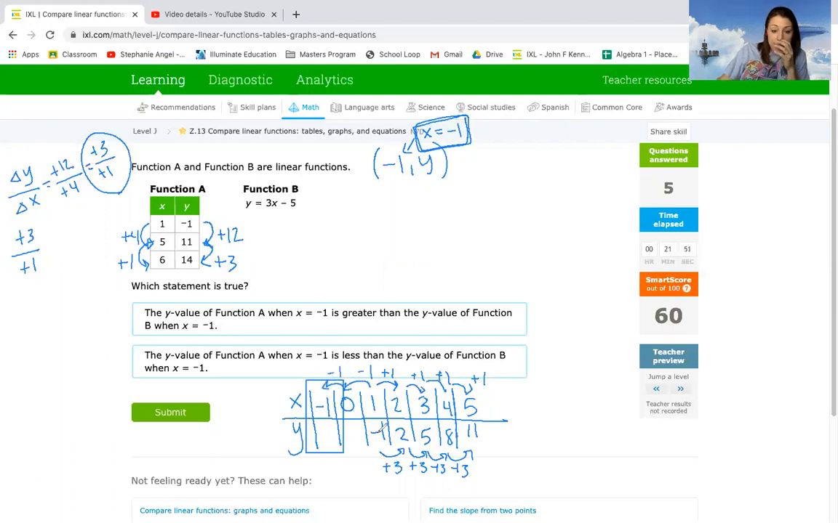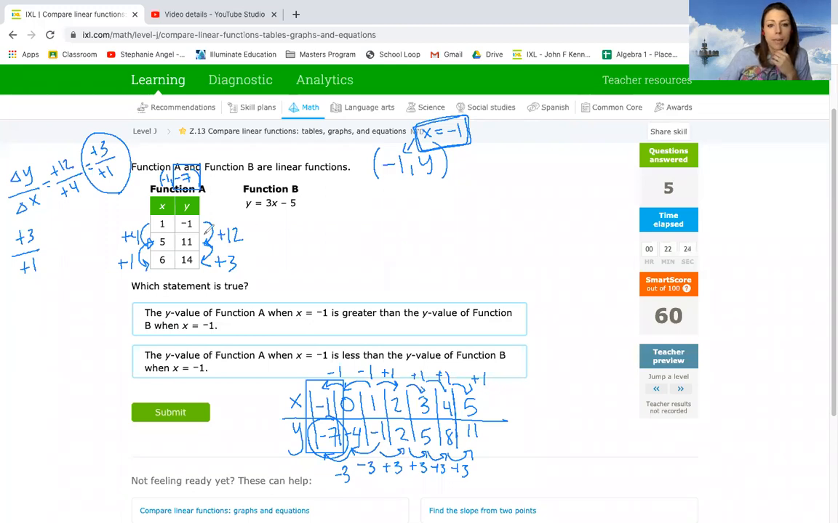So we're going to be doing the same thing here. We're going to subtract 3. What's -1 minus 3? That would be -4. Again, the change from -4 to -1 is +3, so it matches. And then do it again. -4 minus 3 is -7. So the y value of function A when x is -1 is -7. We have -1, -7. But for the sake of this, we're only really concerned with this part right here, -7.